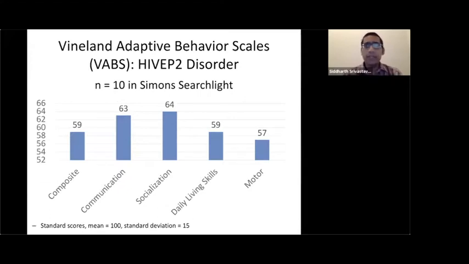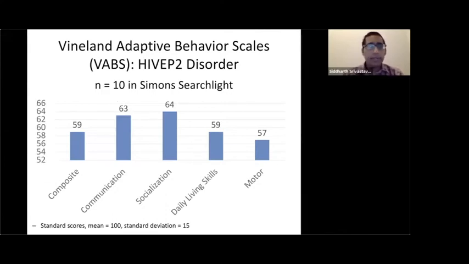This graph shows adaptive standard scores from the Vineland on these 10 participants. Think of adaptive scores like self-help scores, self-help skills. There's an overall adaptive score, a score for communication, socialization, daily living skills, and motor skills.